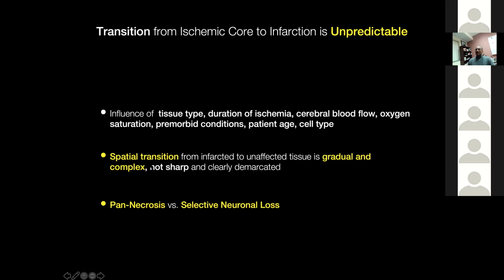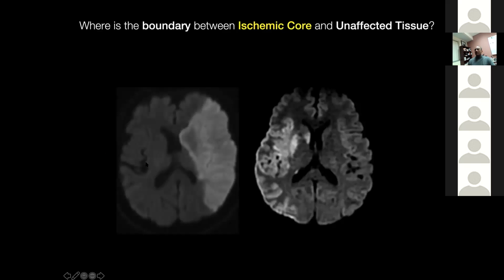The other part is that when we demarcate a certain area on a scan, whether it's MR or CT perfusion, as infarcted versus uninfarcted tissue, we have a tendency to draw a line. However, it is highly unlikely that it's a sharp line. It's probably gradual and complex. Even in the area we've marked as, so to speak, dead tissue, there's probably selective neuronal loss, selective tissue loss, selective white matter loss versus pan necrosis. And current technology does not allow us to define it.